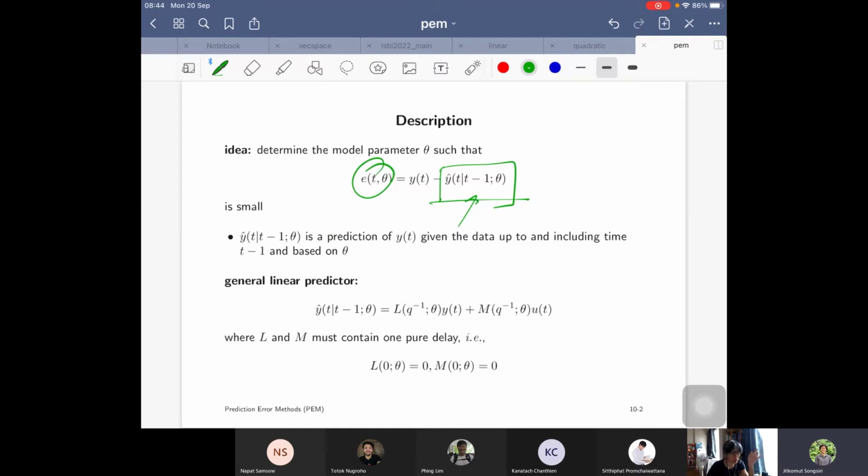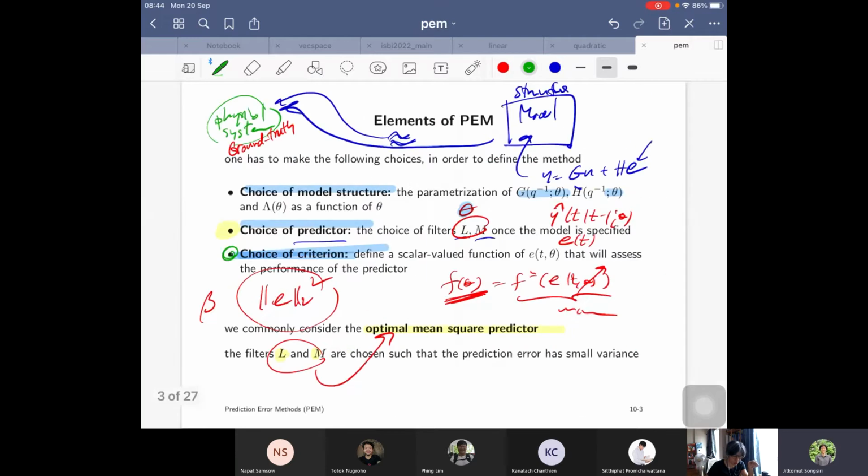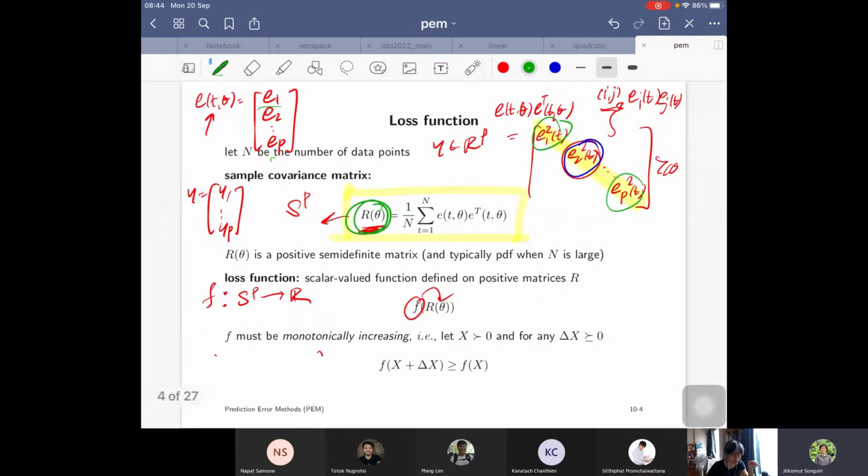So I say, of course, a good predictor should be the one that yields a small error. But we use this error to compute the sample covariance matrix. So in the matrix sense, a favorable predictor should be the one that corresponds to a small sample covariance matrix. You want it to be small, okay? But the thing is, it's a matrix. That's why you need a loss function. You need a metric.